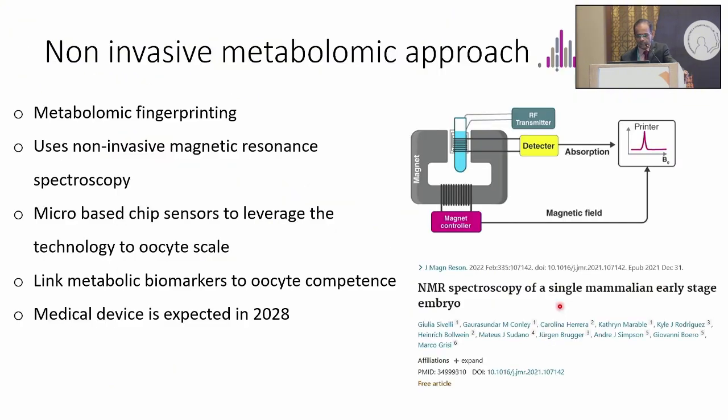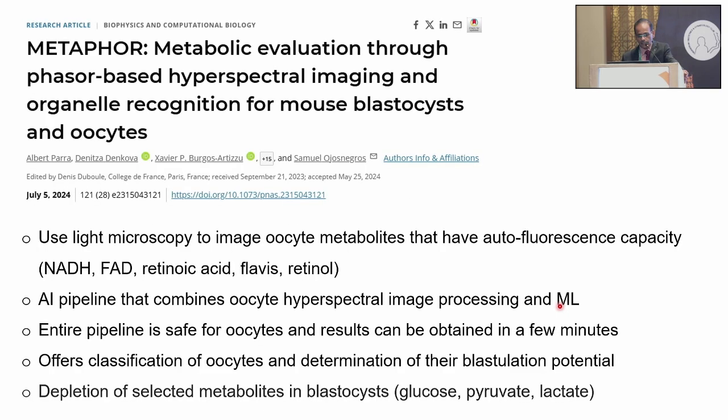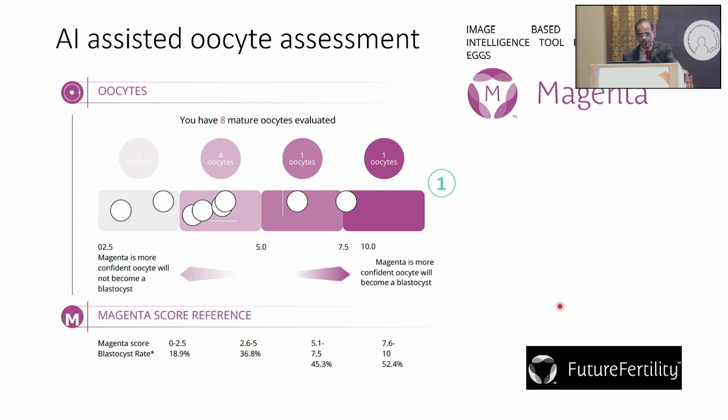Similarly, there are many other non-invasive approaches. This one, metabolomic fingerprinting, uses non-invasive magnetic resonance spectroscopy. They say that it is pretty safe for the oocytes. Another technology is known as METAFER, a metabolic evaluation through phasor-based hyperspectral imaging technology. But this technology is not available in the market.